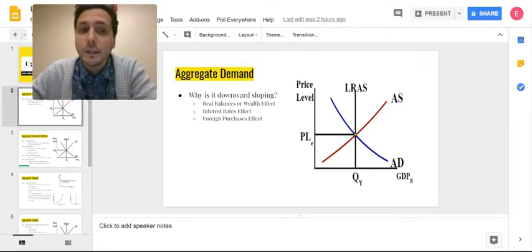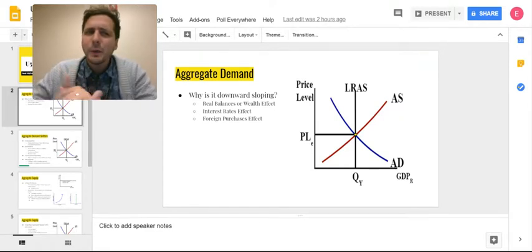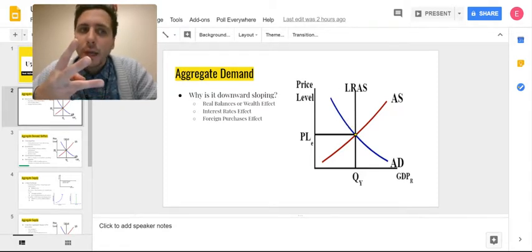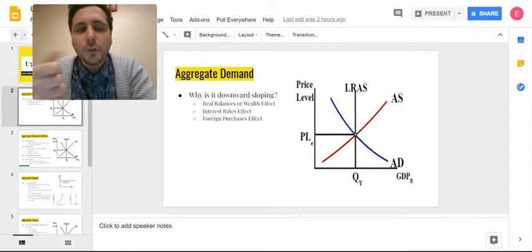So the first thing that you need to know is aggregate demand. There's not many questions about this, maybe one or two, but basically know that aggregate demand is downward sloping for a reason. It's downward sloping because of three different effects, and you should know what all three of these are. The first is the real balances effect, or the wealth effect.